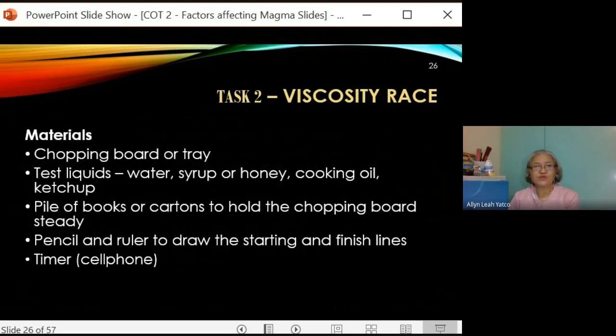Materials to be used. We will need a chopping board or tray, test liquids, a pile of books or cartons to hold the chopping board steady, a pencil and ruler to draw the starting and finish lines, and a timer. We can use our cell phones for the timer application.